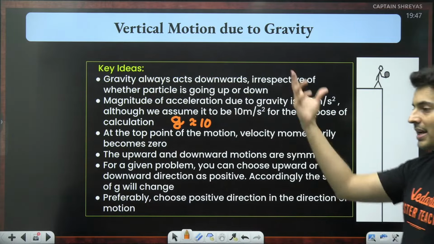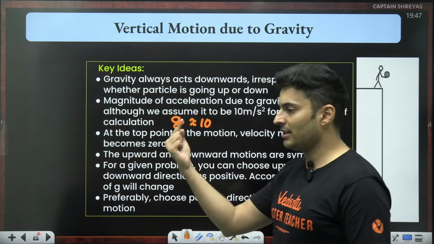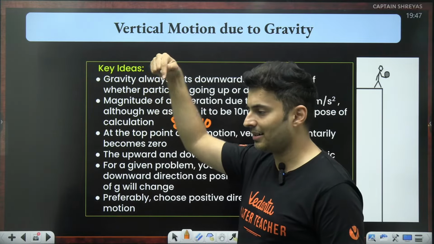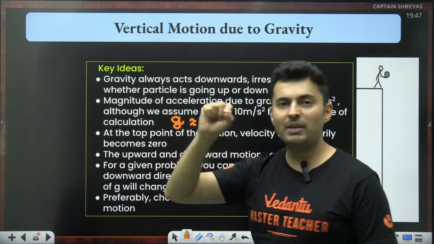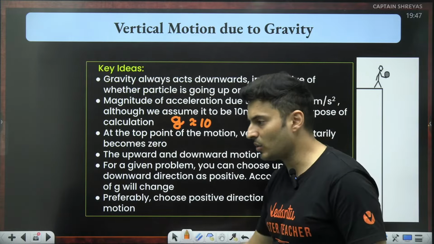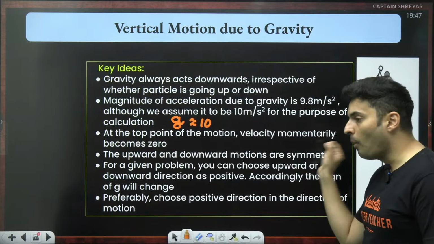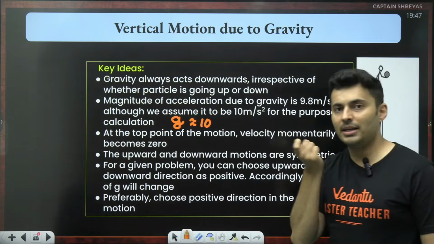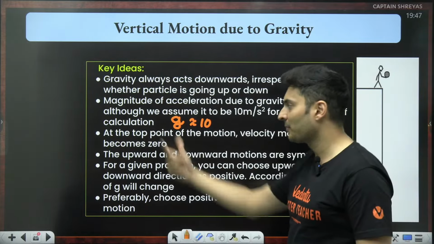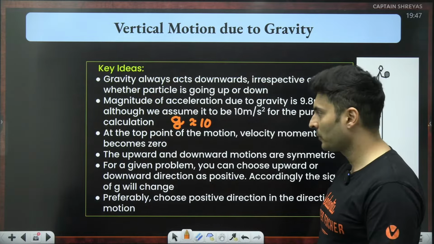When you throw a body up, it decelerates, decelerates, decelerates until it stops and reverses the direction for a brief moment and then again starts to accelerate down. So at that point, the velocity momentarily, for a very small teeny instant, becomes zero.